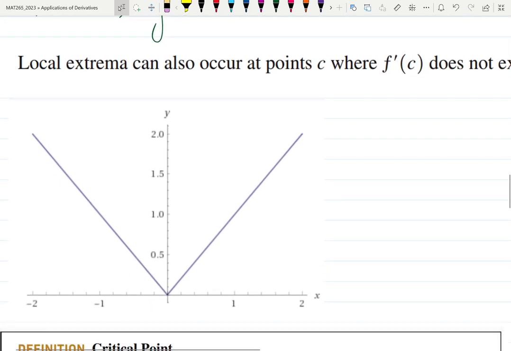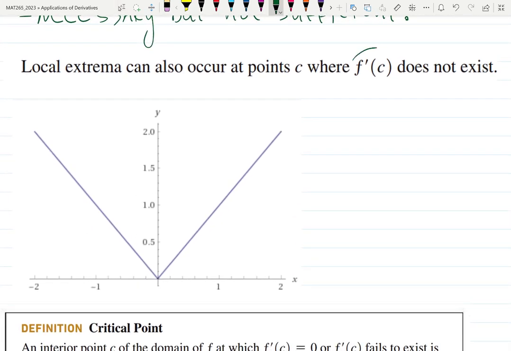Local extrema can also occur where f prime does not exist. That's what I keep saying. So we're going to be checking both cases: where the derivative is 0 and where the derivative does not exist.